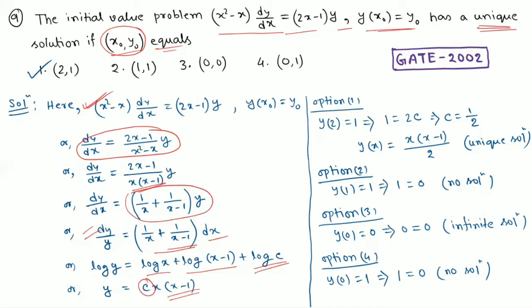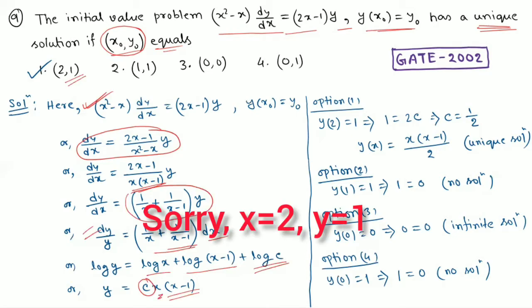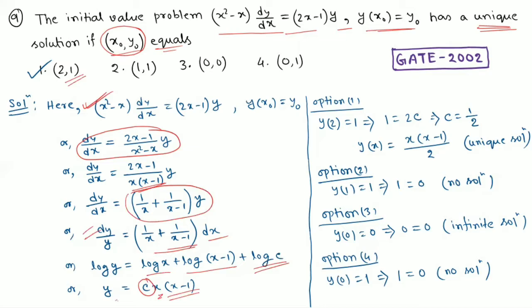Now in option 1, the point is 2, 1. If we put x equals 1 and y equals 2, then we get c equals half. And when c equals half, y(x) equals x into x minus 1 by 2. And this is our unique solution. So option 1 is correct.